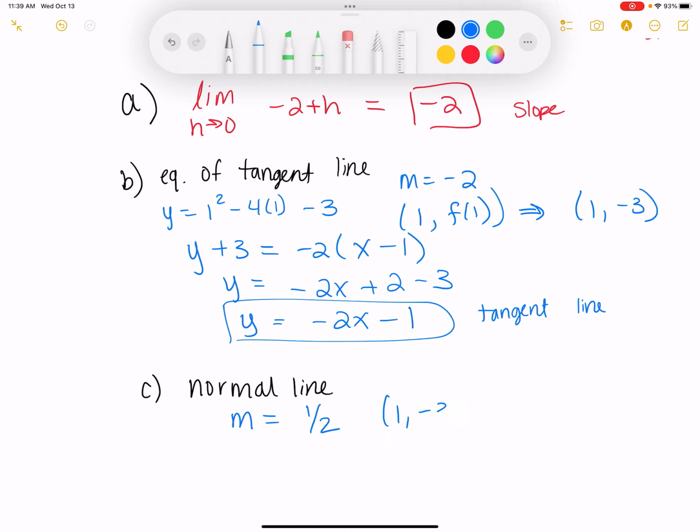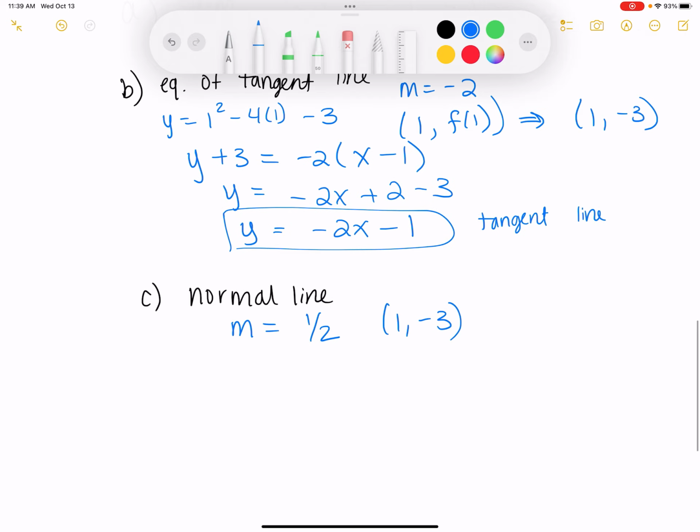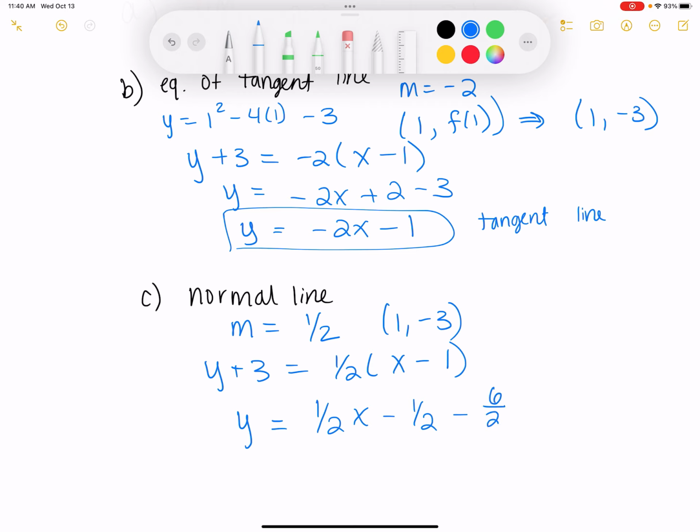Okay, still have the point (1, negative 3). I can reuse it, obviously. So then I'm going to find my equation of my line. So y minus a negative, so plus 3, is equal to 1/2 times x minus 1. y is equal to 1/2 x minus 1/2 minus, I'm going to go ahead and make this 3 be over 2, so 6 over 2, just so that adding it's easier. So y is equal to 1/2 x minus 7/2. And so this is my normal line.